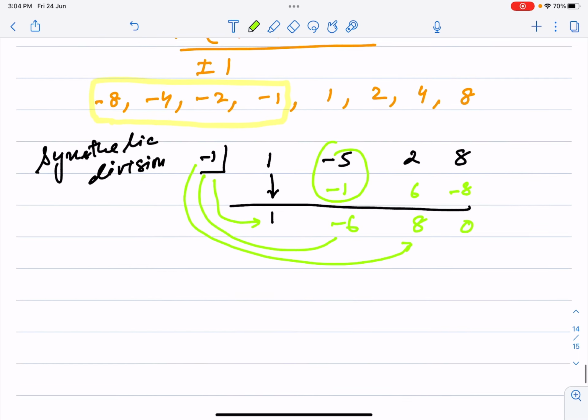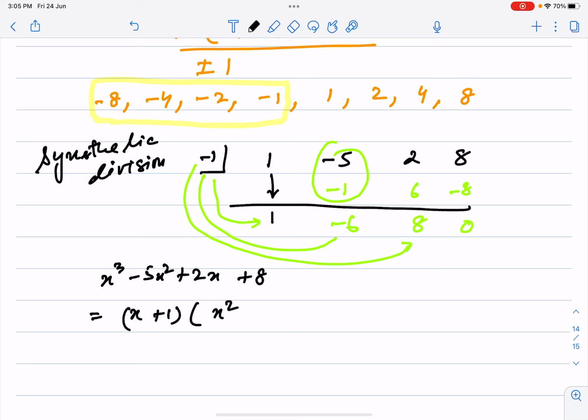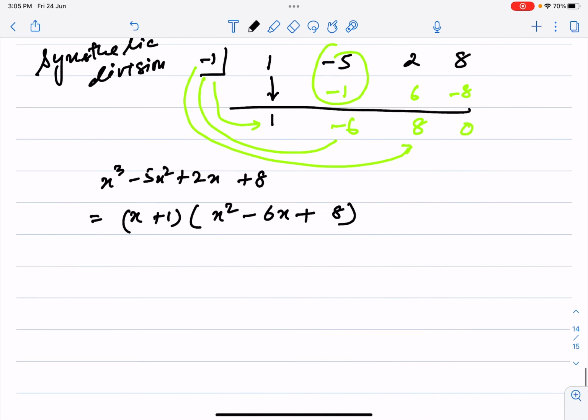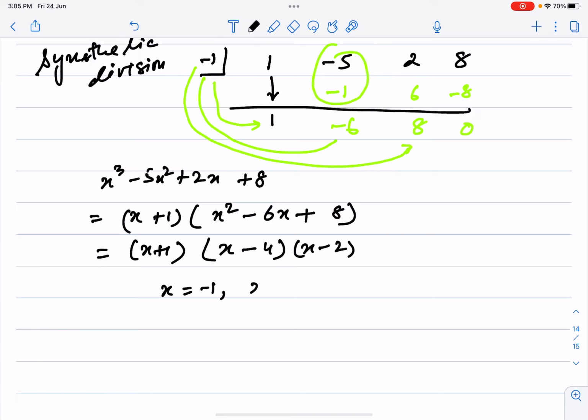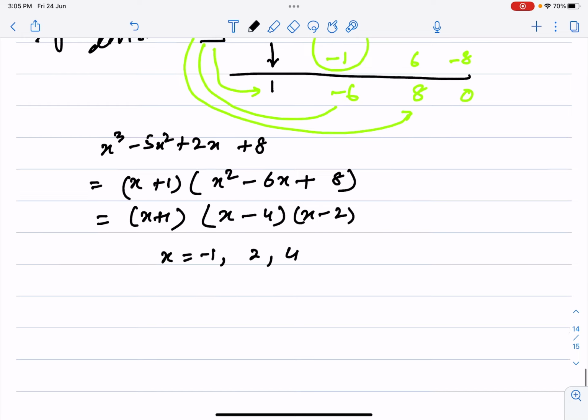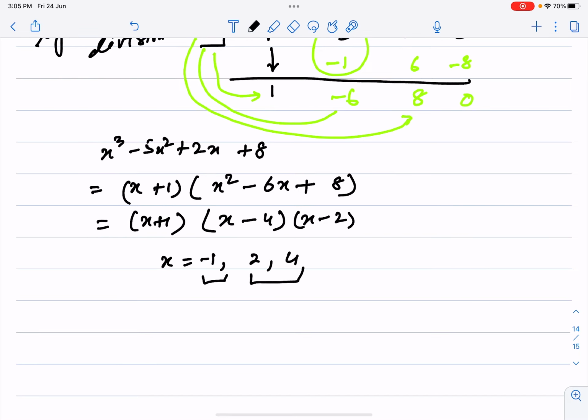So now I can write it like this: x cube minus 5x square plus 2x plus 8 can be written as x plus 1 into x square minus 6x plus 8. Now the further factors will be x minus 4 into x minus 2 into x plus 1. So now you can see that roots are -1, 2 and 4. So what does it imply? These are the two positive roots and this is one negative root.